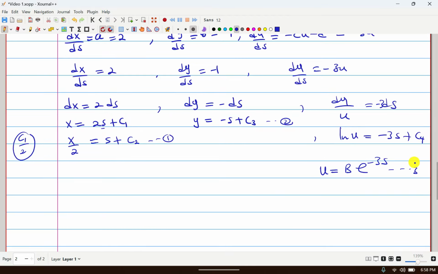This is equation 3. So looking at equation 2 and 1, if I add both of them, 1 plus 2 is going to give me y plus x over 2 is equal to, because negative s plus s is just going to give me 0, you're going to get c2 plus c3. So this is a constant. What it means is that whatever constant we get at the final simplification is going to be what will be left in there.